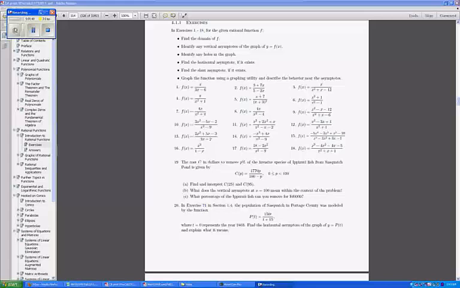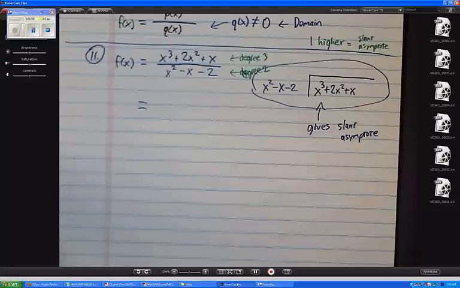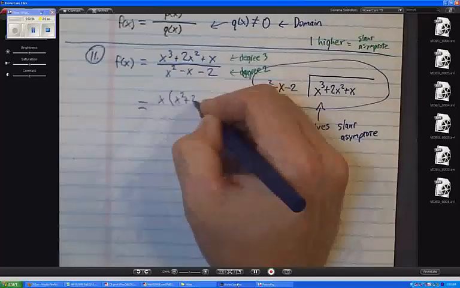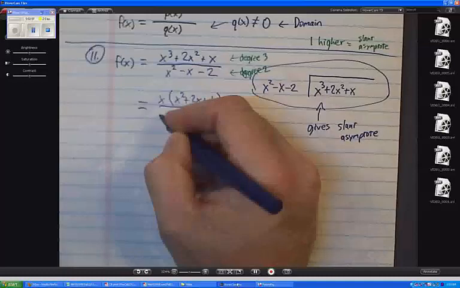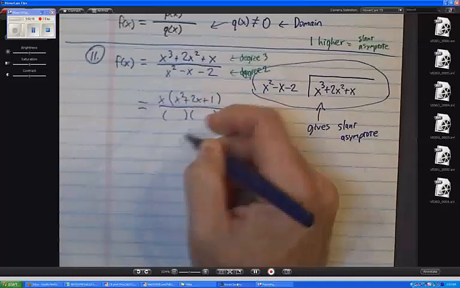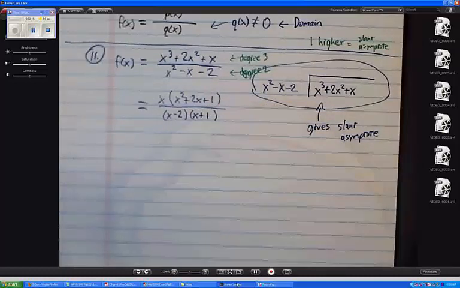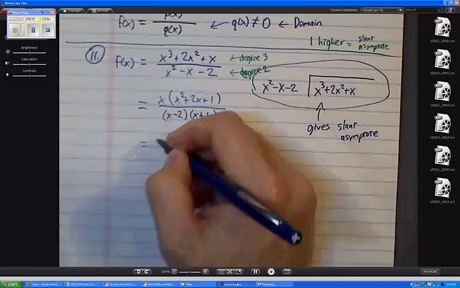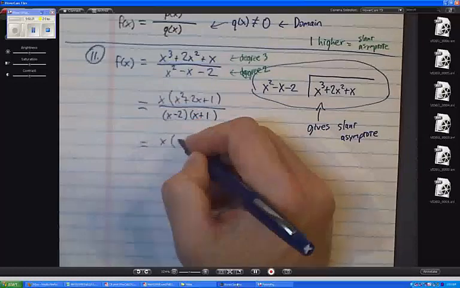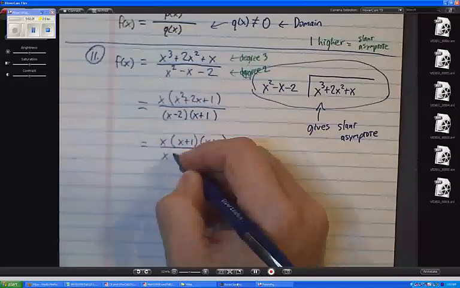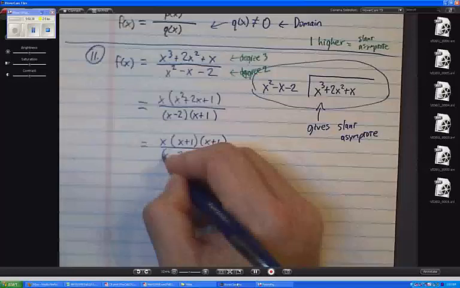But the thing I wanted to do before we left was just factor this. Let me factor it. So I'll take out an x, and I have x squared plus 2x plus 1. And it'd be really nice if I could factor that denominator. x times x, I think it works if you do -2 and plus 1. Okay? So this is x times x plus 1 times x plus 1 over x minus 2 times x plus 1.